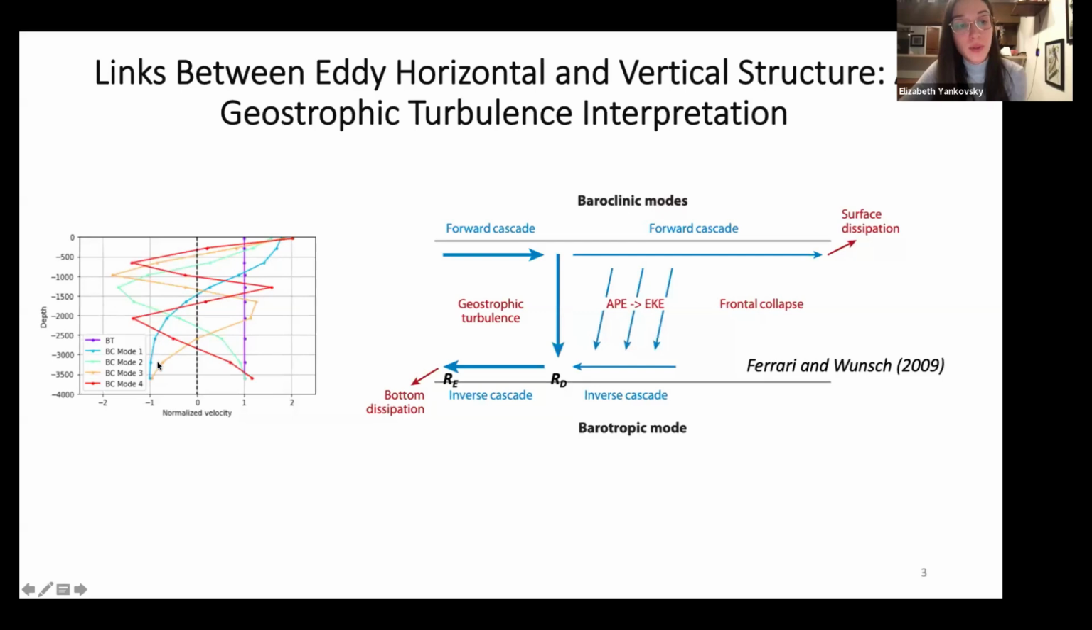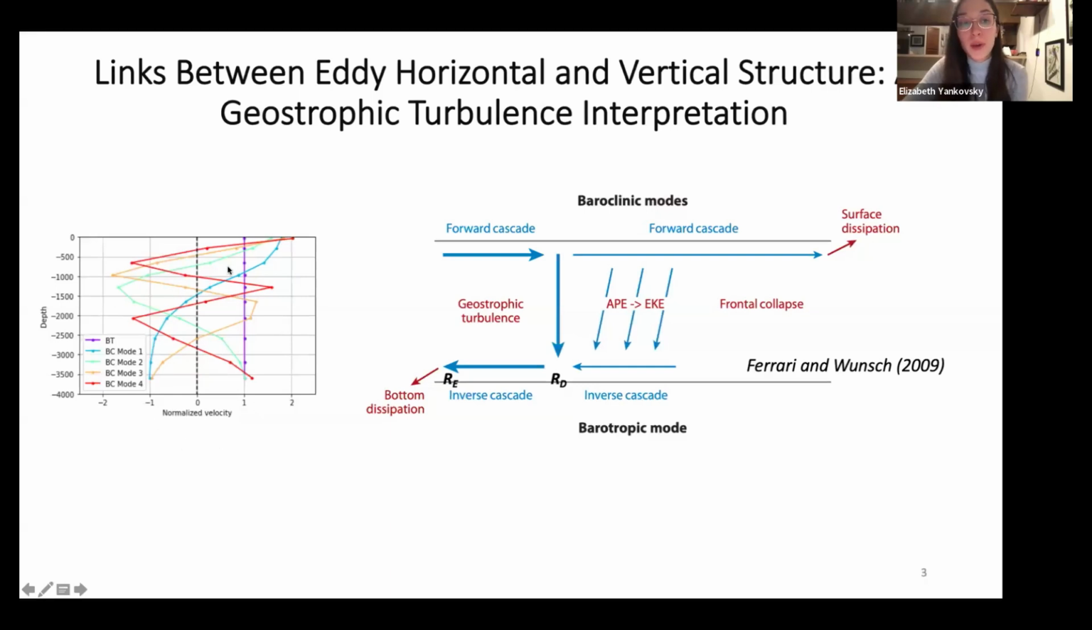For example, the first baroclinic mode has a large amplitude near the surface and then decays to something that's negative at depth. It has 1 zero crossing. The second baroclinic mode has 2 zero crossings, and progressively with each higher mode, you have more zero crossings in the vertical, so a more complex vertical structure.